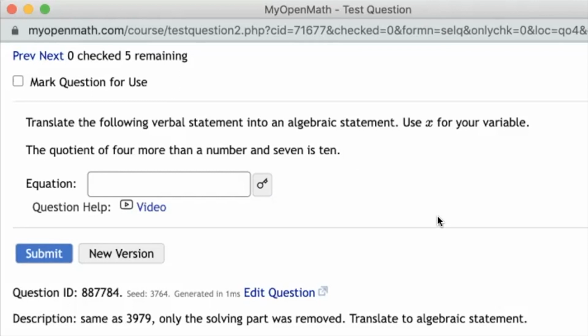The quotient of 4 more. 4 more means not 4 times as much. See, 4x is 4 times the number, or the product of 4 and x. 4 more is just an addition. And then you have to be careful, the quotient of, so check this out.